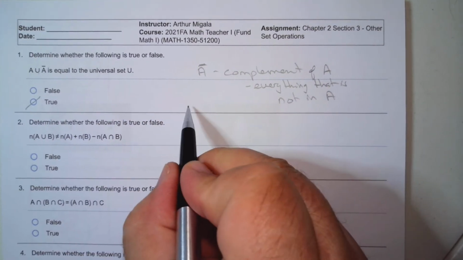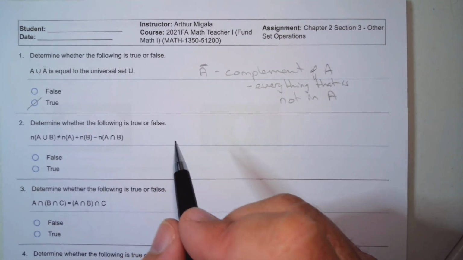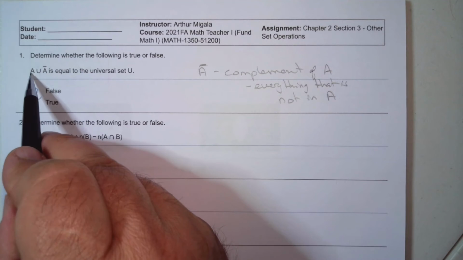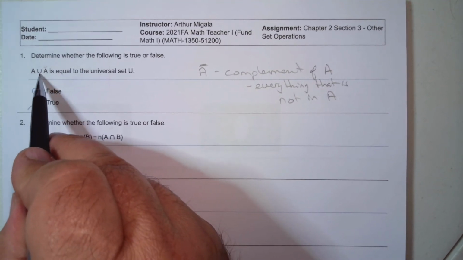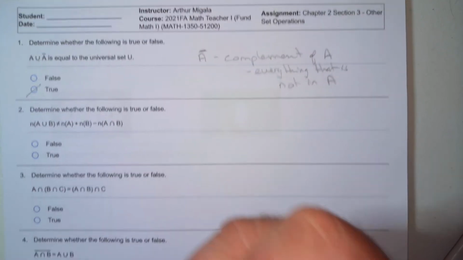Because if I have a set of, say the universe is all the numbers, and I had a set of 1 and 2, the 1 and 2 union with everything else other than 1 and 2, that's the universe, which is all the numbers.